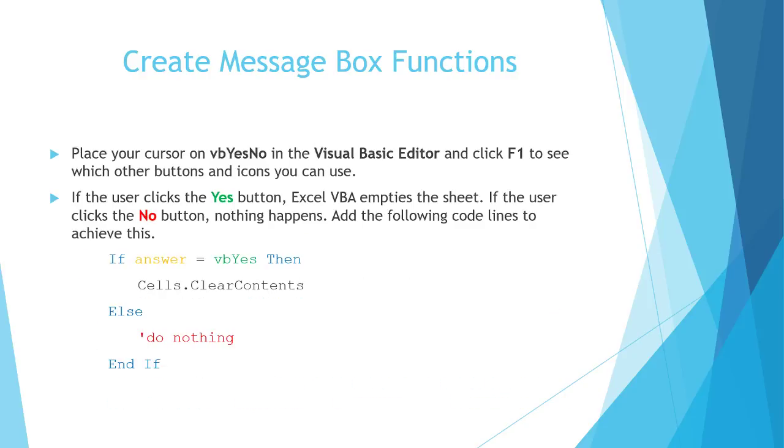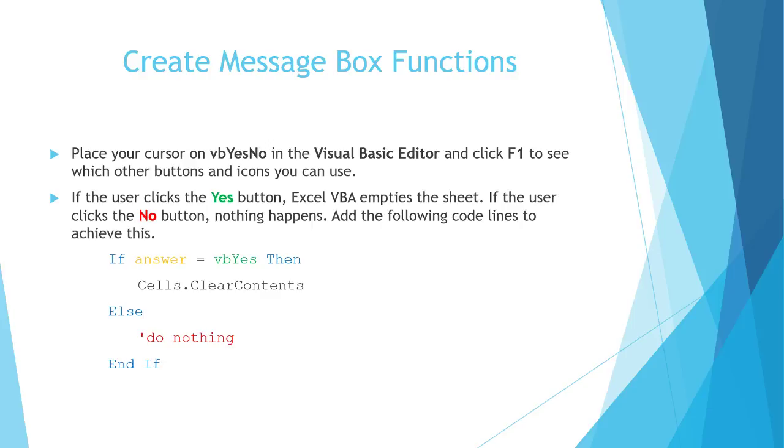So if you're trying to follow along or if you're going to do this later on your own, if you move your cursor over the VB yes no in the Visual Basic editor and you press F1, it's going to open an internet browser page with an index of other buttons and icons that you can use. This is the same for other VB functions inside of Excel. Later we're going to be talking about color a little bit. You can do that with VB color. Anything with the VB in front of it, just press F1 and it will give you some more options to work with.